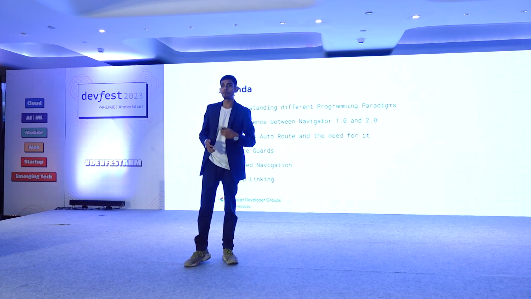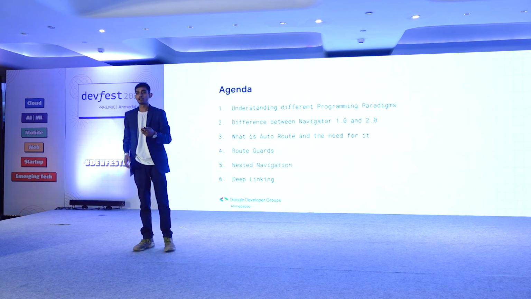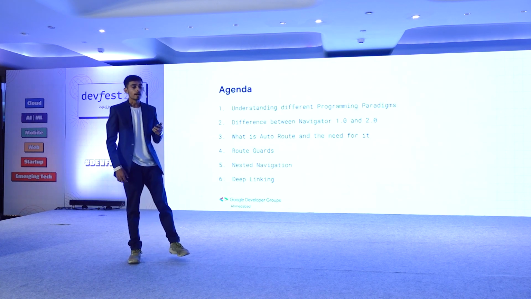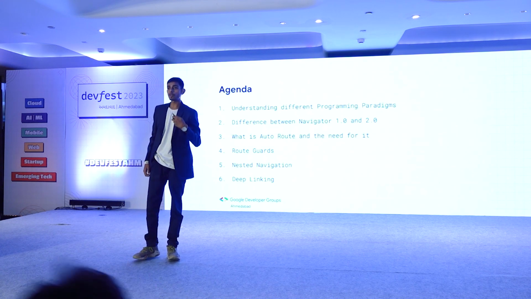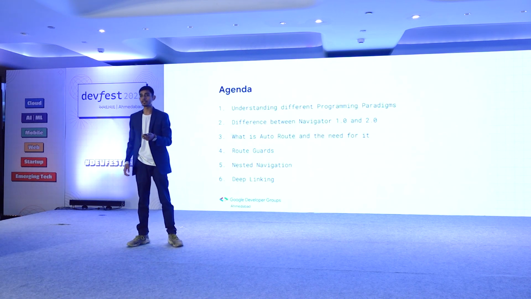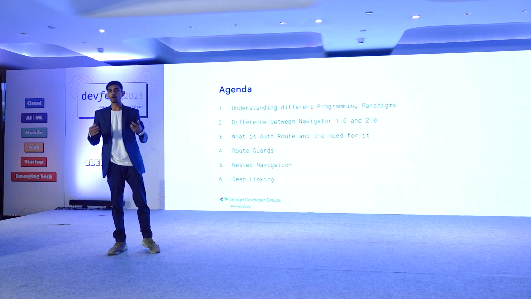Then we'll see some libraries. In today's talk, we are going to talk about AutoRoute. AutoRoute is one of the libraries for Flutter. After that, we'll talk about the features of AutoRoute: route guard, nested navigation, deep linking. These are all the features of AutoRoute. So at last, we'll talk about that.